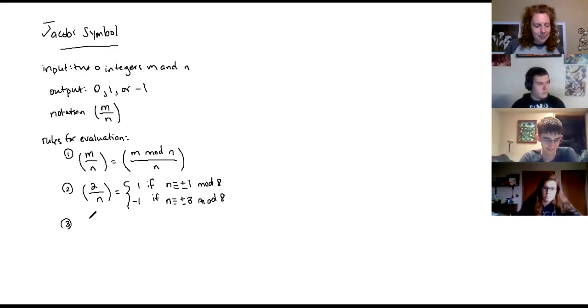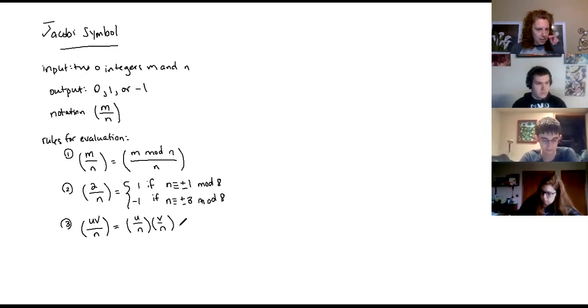Number 3, if you are multiplying, so u times v over n, you can split apart. So you can say this is u over n times v over n. So if you're multiplying, you can split into 2 separate Jacobi symbols. The Jacobi symbol preserves multiplication in the numerator. You can split into 2 separate ones.